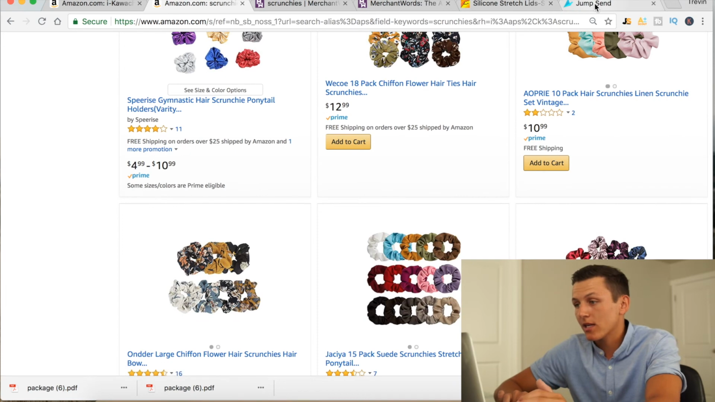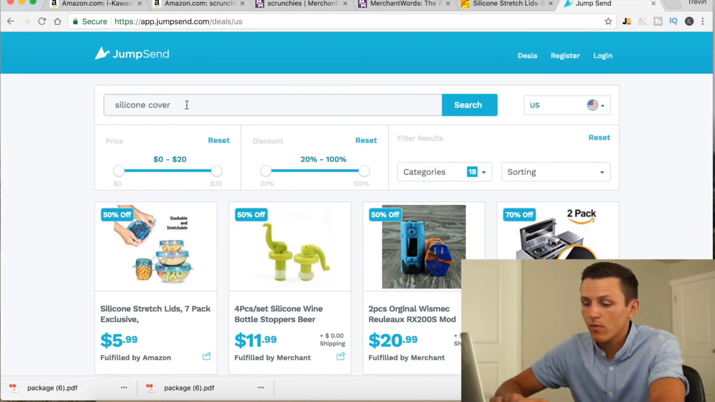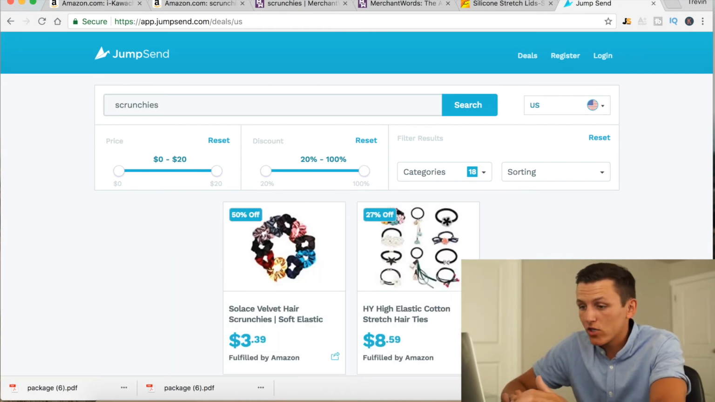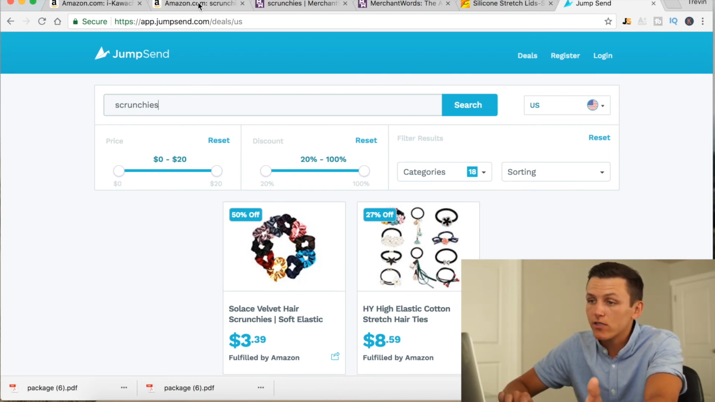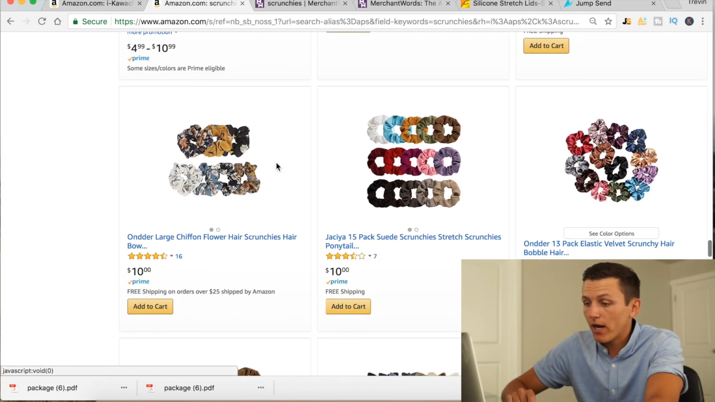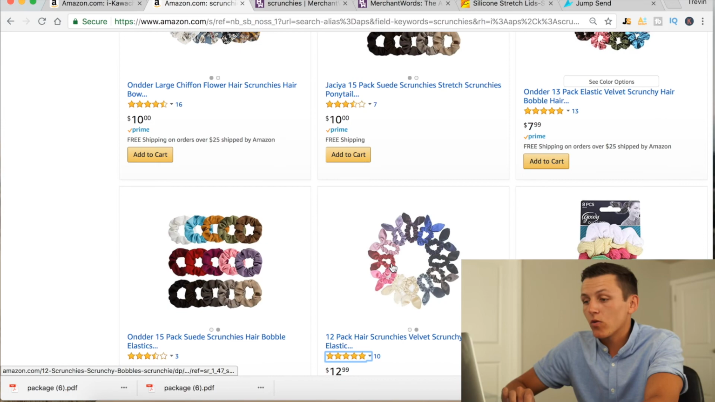And then the last thing you can do is you can come over here to JumpSend and search scrunchies. So I search it, and just like that, only one comes up, and it's not the rabbit ear scrunchies, so that's showing that not a lot of people are catching on to this new product that is really popular right now, that's being searched a lot. So that's just an example of a good product, okay?